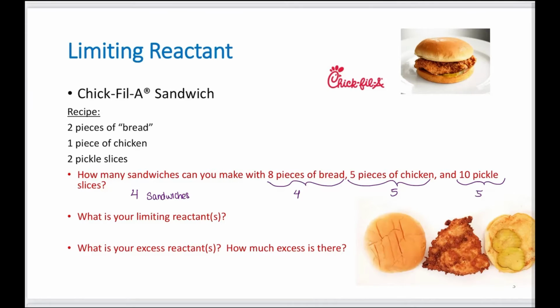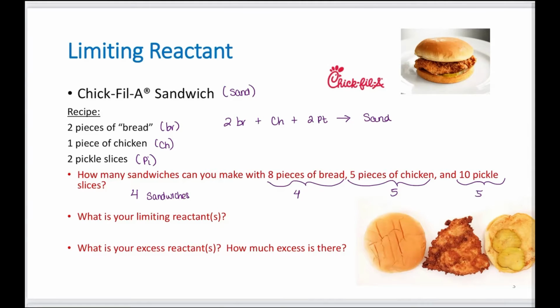We can do this with stoichiometry. We can look at this as a chemical reaction. In this reaction, we would need a balanced chemical equation to be able to do the stoichiometry. So let's call our bread Br, our chicken CH, and our pickle slices PI. And we're trying to make one sandwich, which we're going to call SAND. This means I need 2 bread, 1 chicken, 2 pickles, and this produces 1 sandwich.